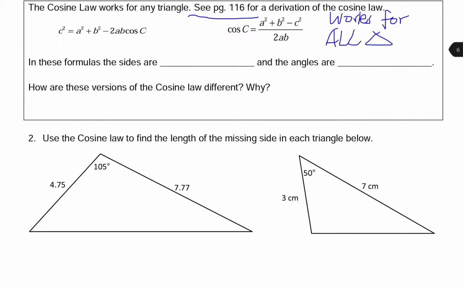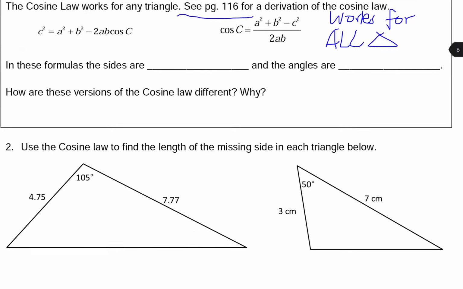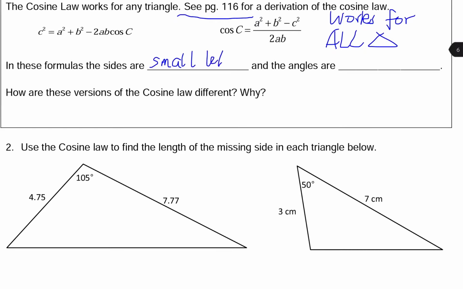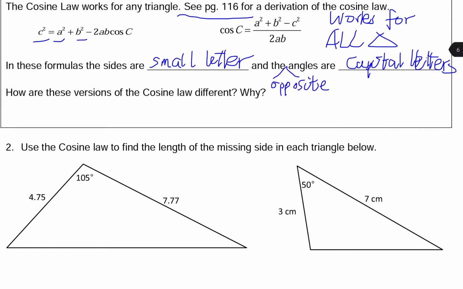But just like right angle triangles, the labeling convention in its formulas is that the sides are the small letters, like little a, little b, little c. And the corresponding angles, or I should say the opposite angles, are capital letters.